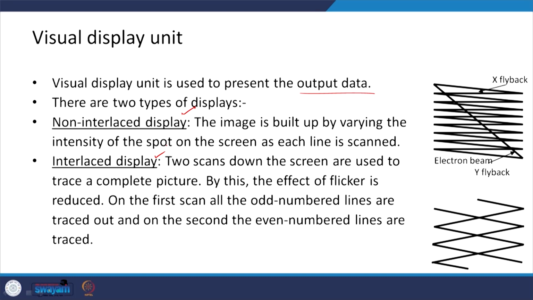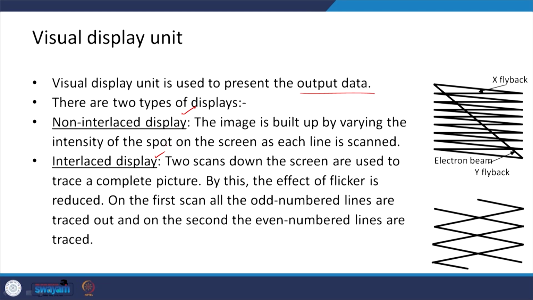In the non-interlaced display, the image is built by varying the intensity of the spot on the screen as each line is scanned. Whereas in the case of interlaced display, two scans down the screen are used to trace a complete picture, and by this the effect of flicker is considerably reduced. On the first scan all the odd number lines are traced out, whereas in the second scan all the even number lines are traced out.